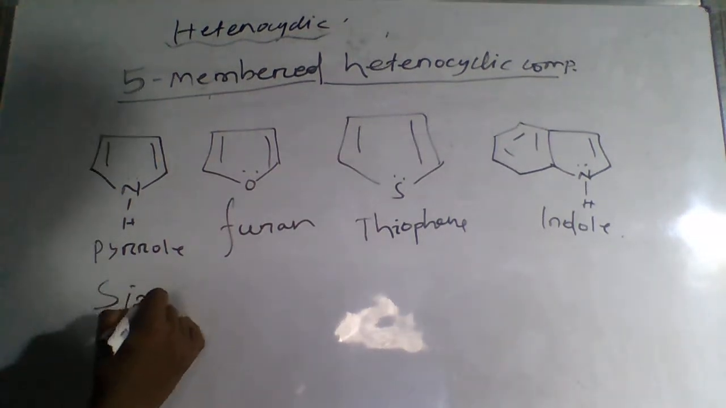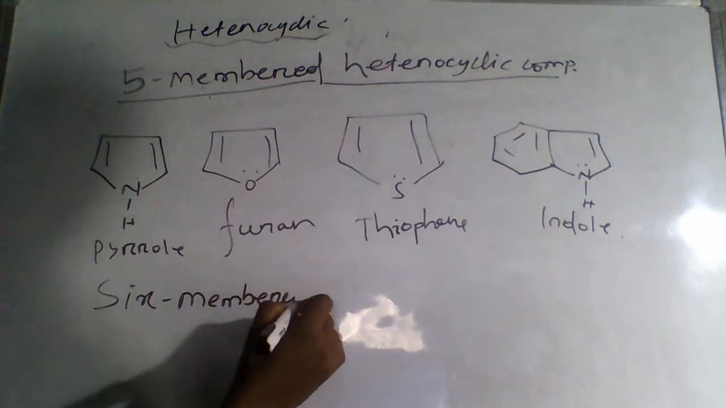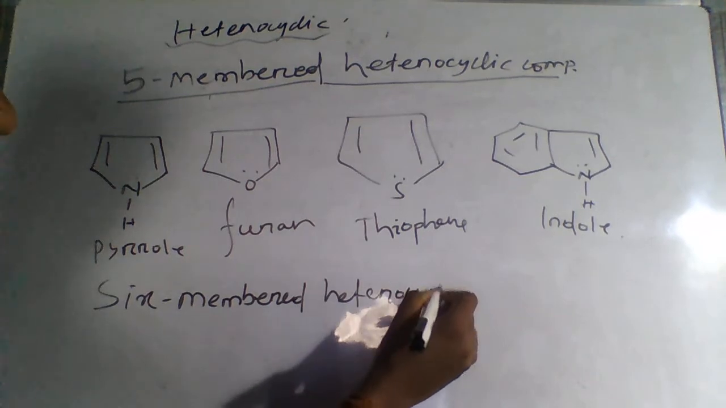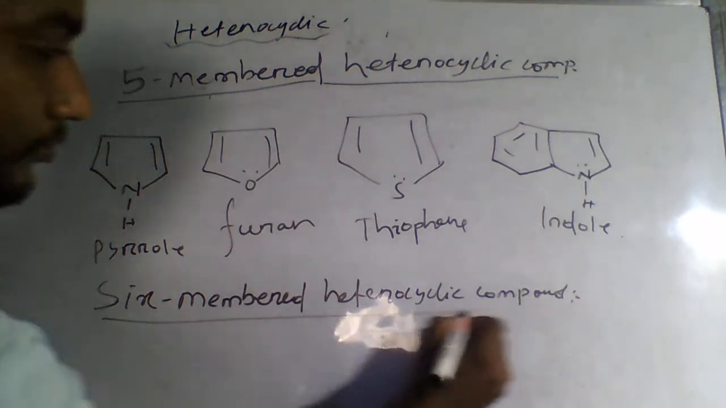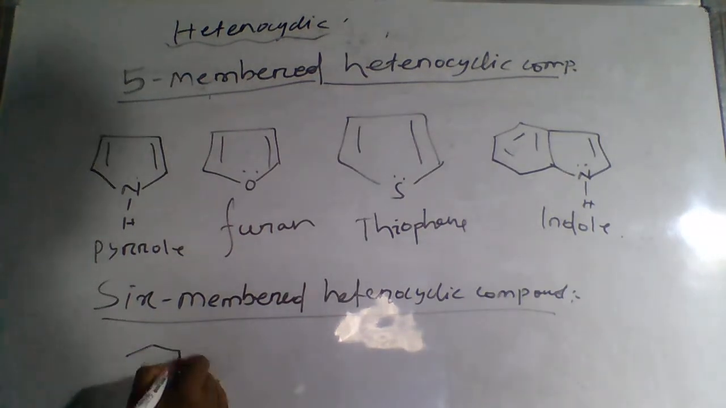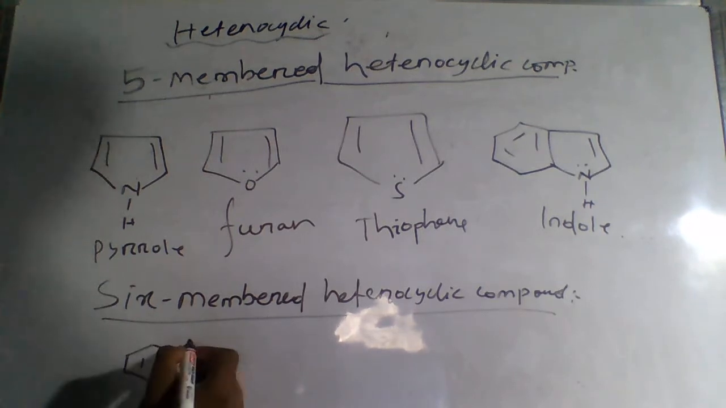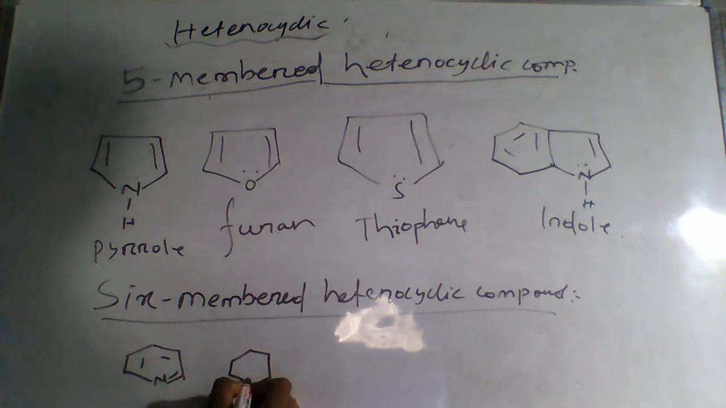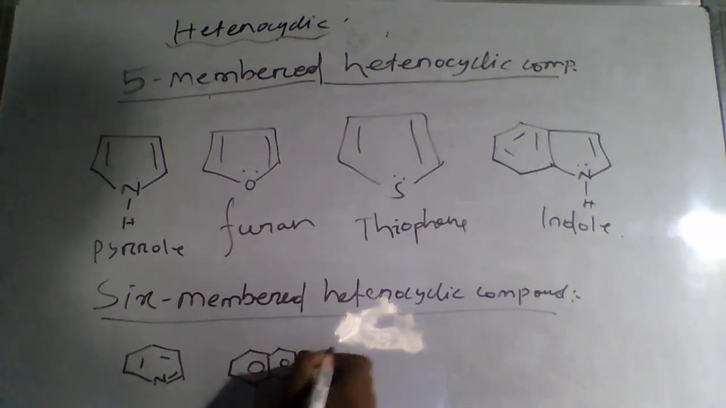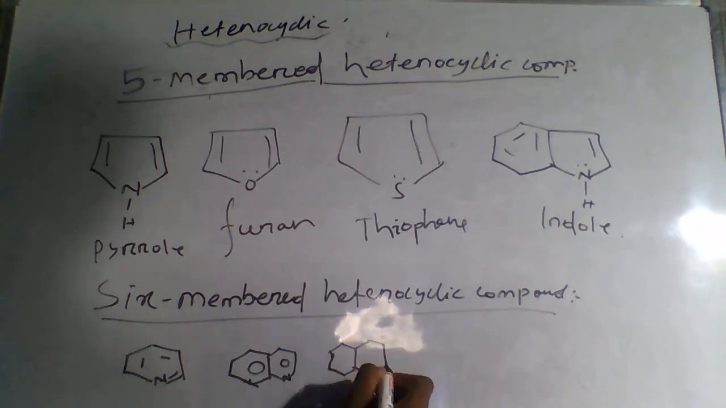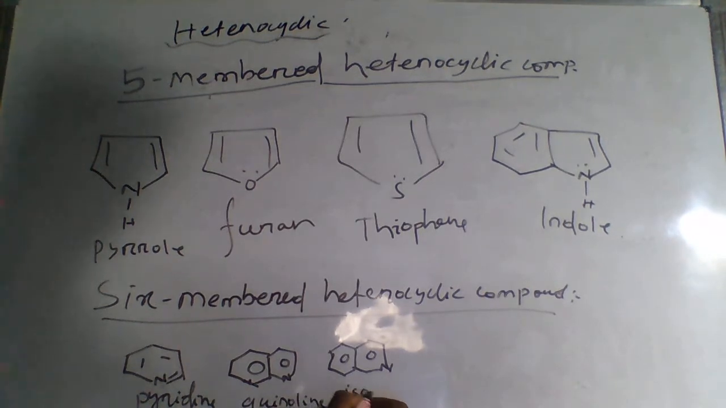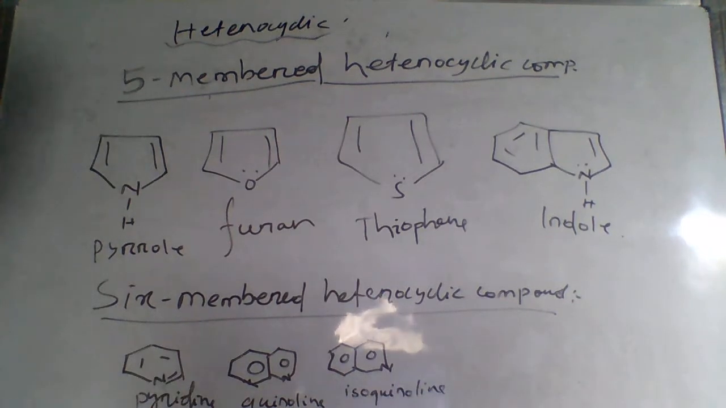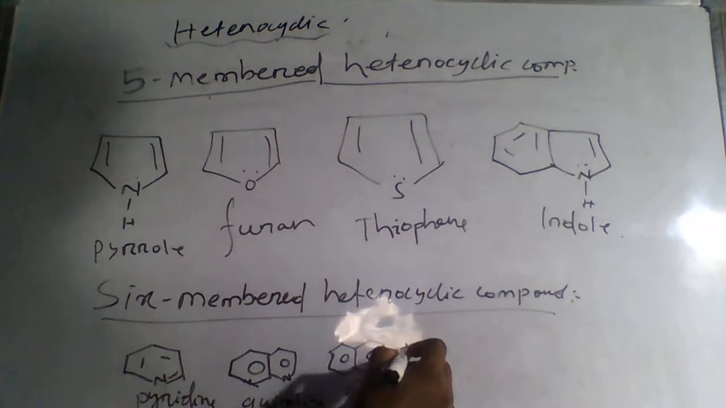Then 6-member heterocyclic compounds. We'll see some examples. This one is pyridine, and this one is quinoline, and this one is isoquinoline. This one is pyridine, this one is quinoline, and this one is isoquinoline.